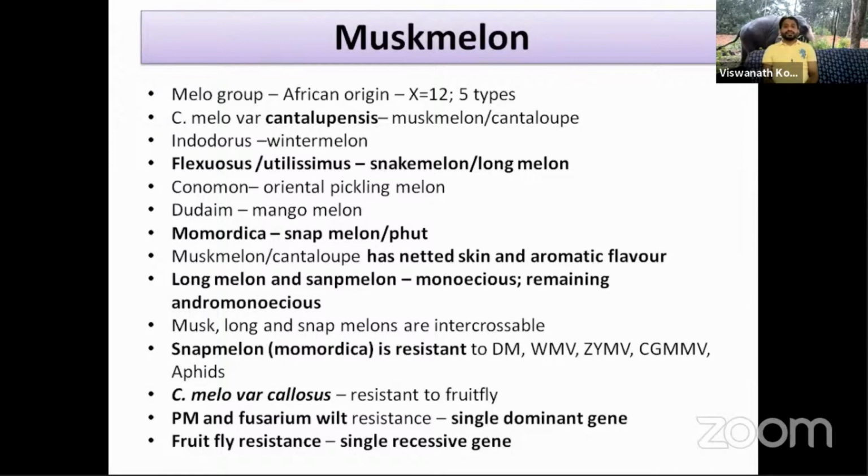And variety conomon is known as oriental pickling melon, variety dudaim is known as mango melon, and variety momordica is snap melon. This is important. Variety momordica, snap melon, is also commonly grown in India. The fruit cracks when it is ready for harvesting. When the fruit is ripened, the fruit cracks. So it is called snap melon. Cucumis melo variety momordica is snap melon. Just remember it.